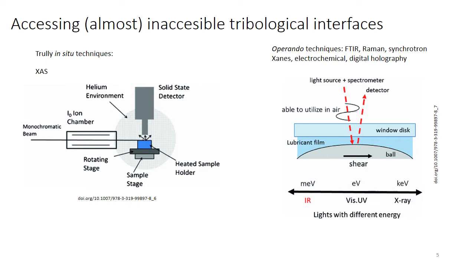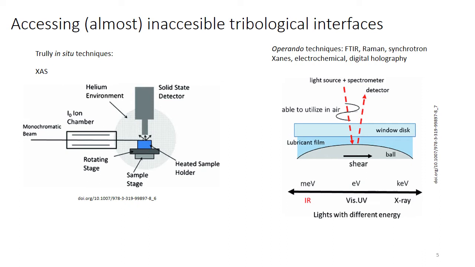And the most advanced techniques, including FTIR, Raman, synchrotron, XANES, electrochemical, digital holography, and others, allow measurement of the processes directly on the interface during friction. But these techniques require that one of the samples in contact should be transparent for the radiation which is used for a certain technique. So these techniques cannot be used freely for all types of interfaces.